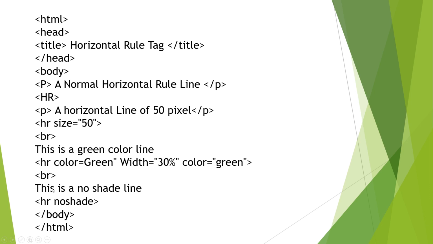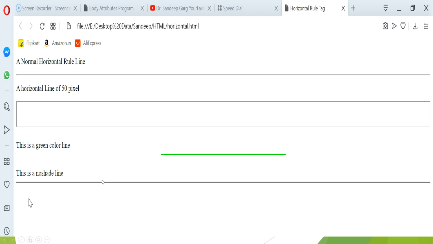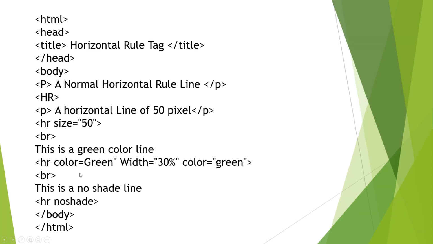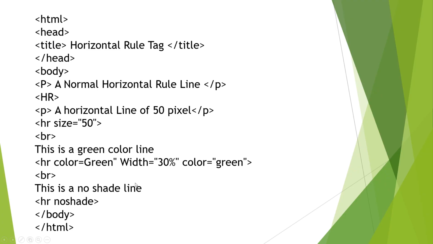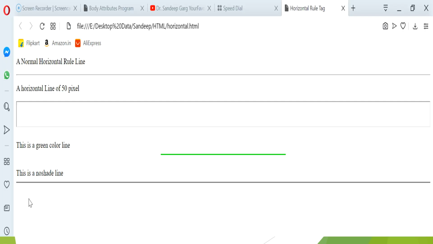Next is BR, again next line. In the next line it is written there is a no shade line. So the message will be displayed, there is a no shade line. Afterward, HR, again a new line created with no shade. No shade is an attribute. So any shade will not be there, but the line will be there. See now. Shade is not there, but the line is present. It is a no shade attribute. Afterward, this program gets complete. So in this session, we have studied horizontal rule.